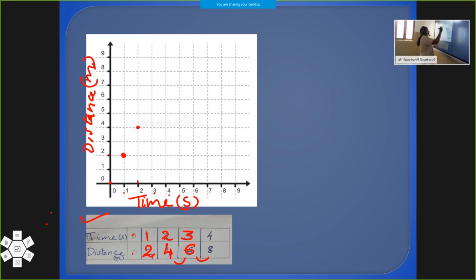So 4 you have to mark. So 3 I am going to mark, it is 6 here. Then 4, it is 8. Is it? So what do you get? Yes, when you join these points, children, again we will get a straight line. That is, you have to draw a straight line.